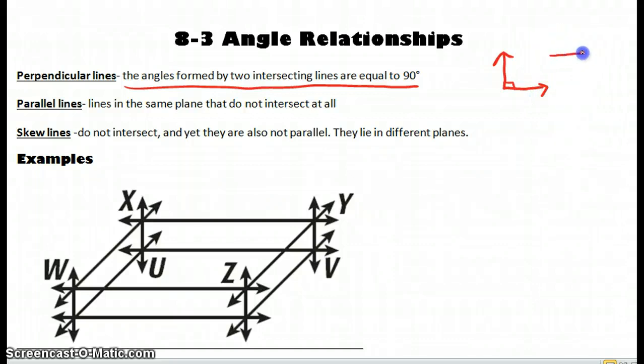I can also have perpendicular lines that intersect each other, going on, of course, in both directions forever, and each of these will form a 90-degree angle.